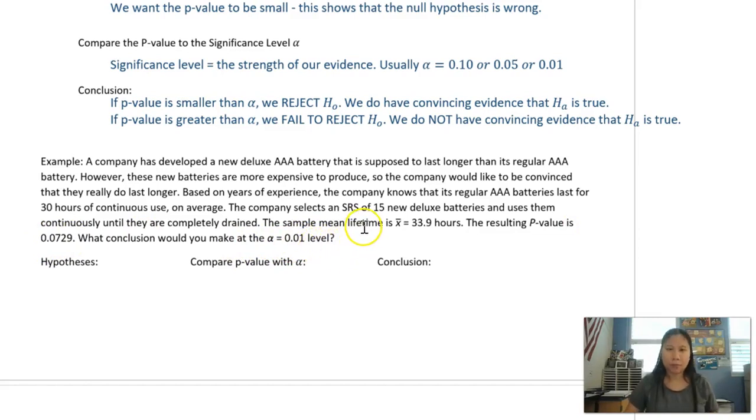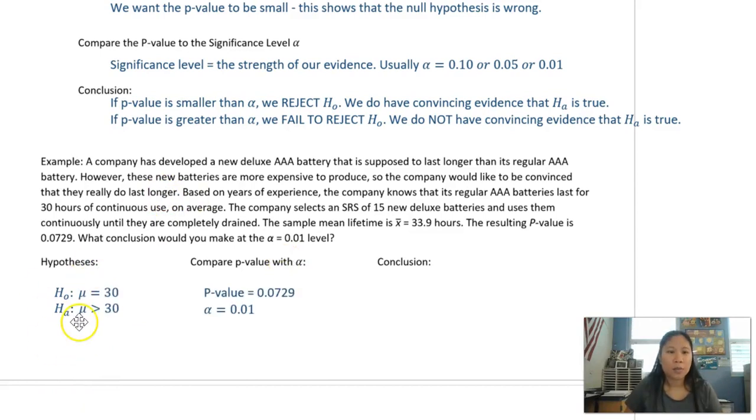So first, let's start with our first step, our hypotheses. So we're writing our H0 and our HA. Looking back at this problem, we know we're talking about an average of some sort. 30 hours is the number that we're probably looking at because that's the average that they're talking about. So if we're using an average, that means the symbol we're going to use is mu. And then the company also would like to be convinced that they really do last longer. So that's what we're trying to see, whether it's going to be longer than 30 hours. So for my H0 and my HA, I know I'm going to use mu, 30 as my number, and then longer would be greater than for the HA.